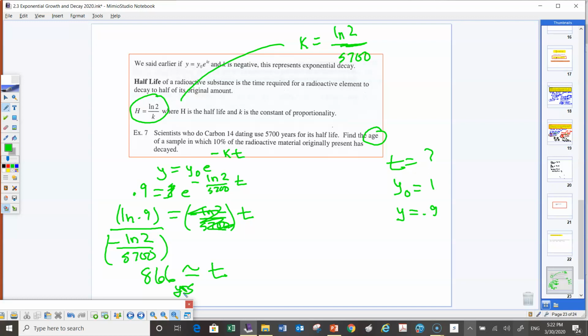So again, this question is very similar. The only difference was to find k, you had to take the half-life and evaluate k using the half-life equals ln 2 over k. So that is the end of exponential growth and decay. Now, I know this lesson seemed long. Fortunately, there's not that much of this content that shows up on the AP exam. Definitely separation of the variables and separating differential equations shows up, but not so much the exponential growth and decay.